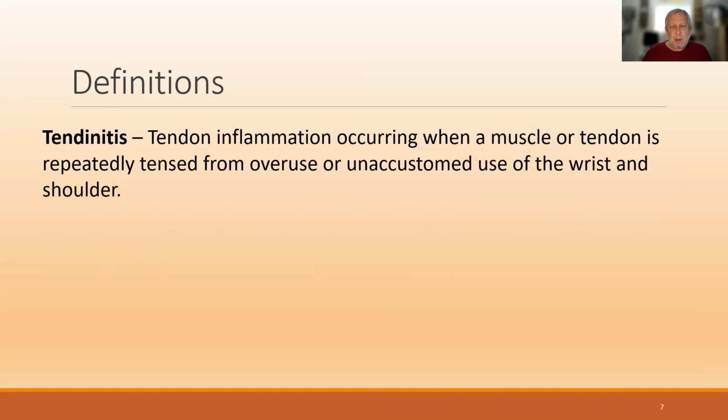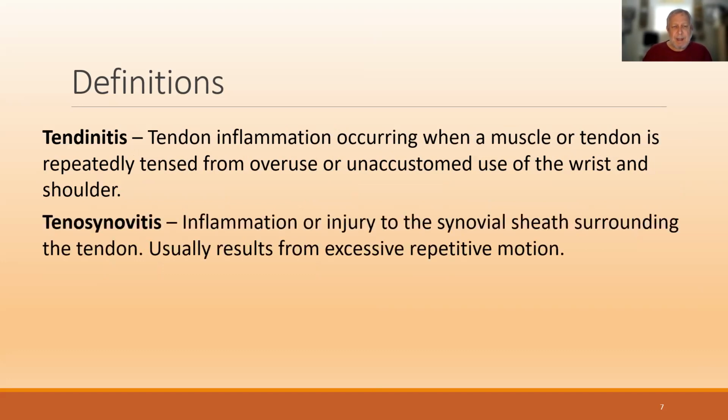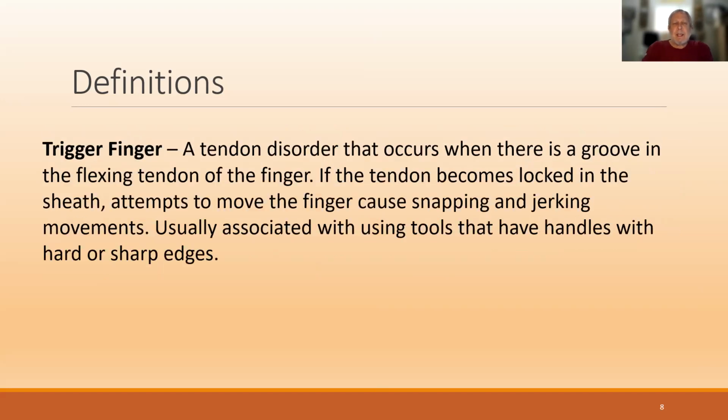Tendonitis is tendon inflammation occurring when a muscle or tendon is repeatedly tensed from overuse or unaccustomed use of the wrist and shoulder. Tenosynovitis, inflammation or injury of the synovial sheath surrounding the tendon, usually results from excessive repetitive motion. Trigger finger, a tendon disorder that occurs when there is a groove in the flexing tendon of the finger. If the tendon becomes locked in the sheath, attempts to move the finger can cause snapping and jerky movements, usually associated with tools that have handles with hard or sharp edges.